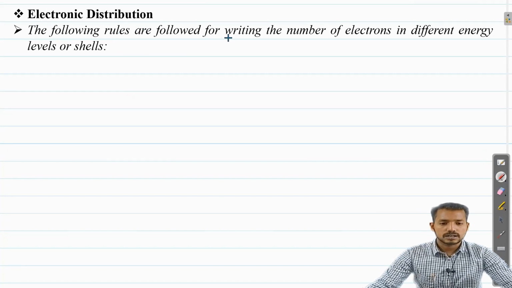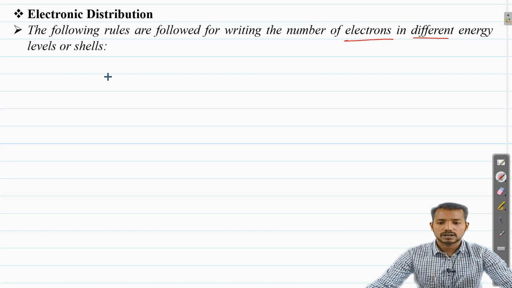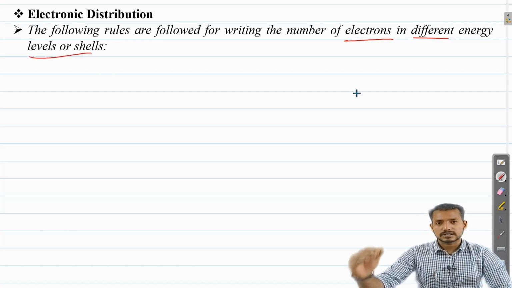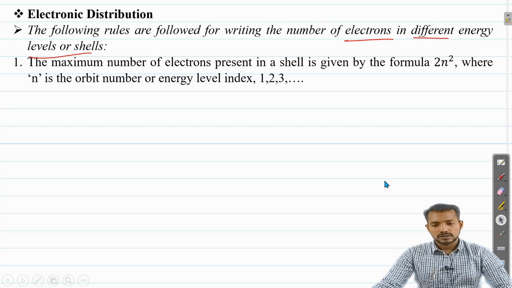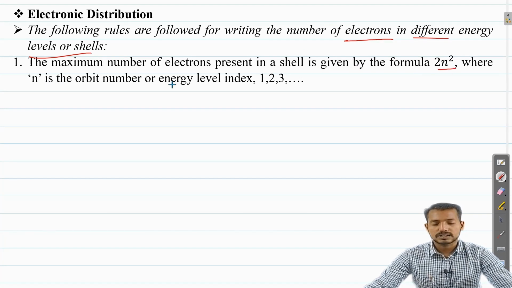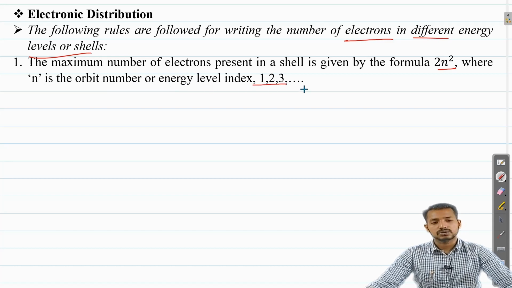The following rules are followed for writing the number of electrons in different energy levels or shells. There are three rules we have. Let's discuss one by one. First one is the maximum number of electrons present in a shell is given by the formula 2n square, where n is the orbit's number or energy level index: 1, 2, 3, etc.